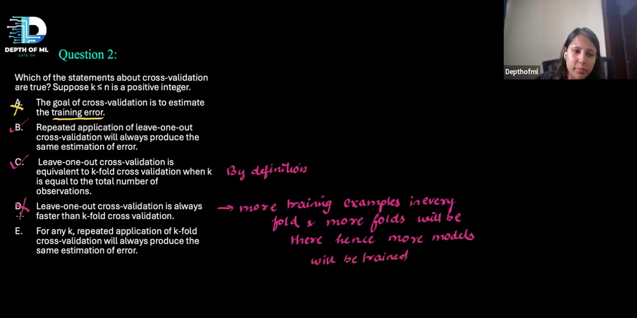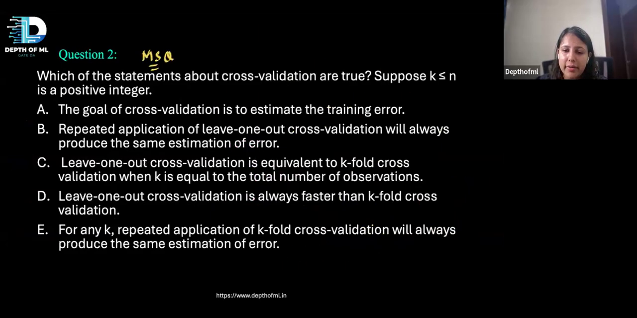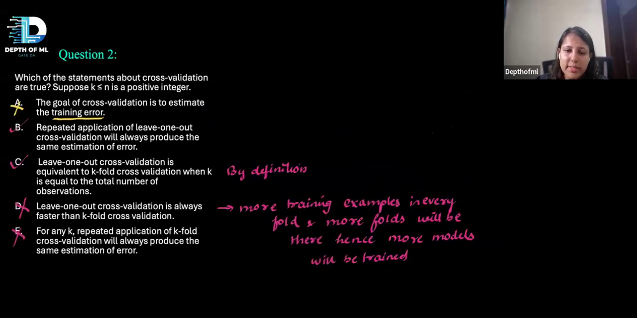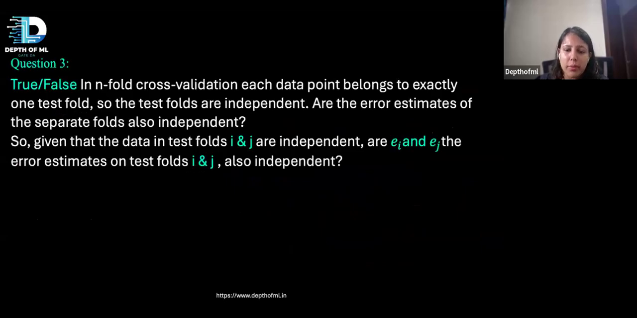So this is incorrect. For any K, repeated application of K-fold cross validation will always produce the same estimation of the error. So this we already saw in the last slide that this is also incorrect, right? So the correct options from this are B and C, right? And I have given you the explanation for literally every one of them. So this is how this MSQ is. Fine. Okay. Now let's do one more question.